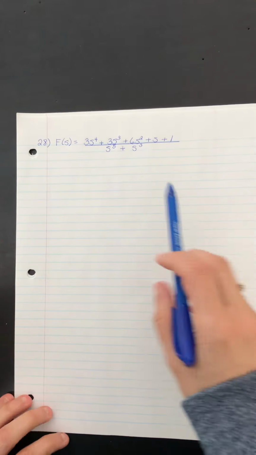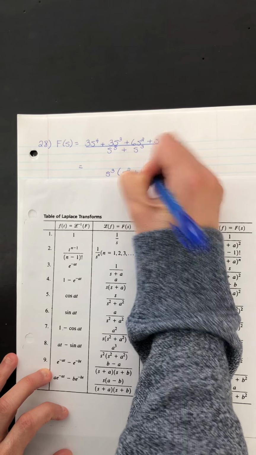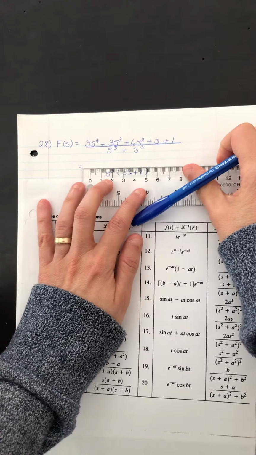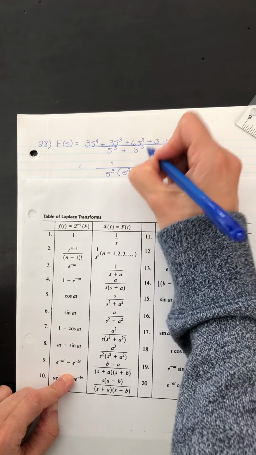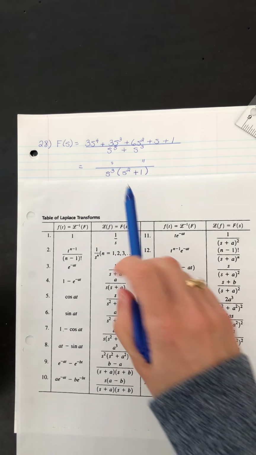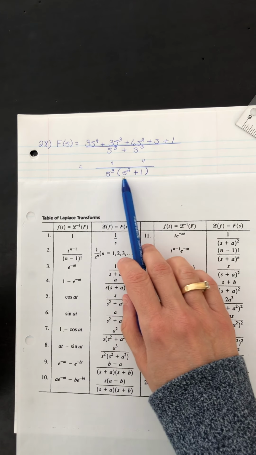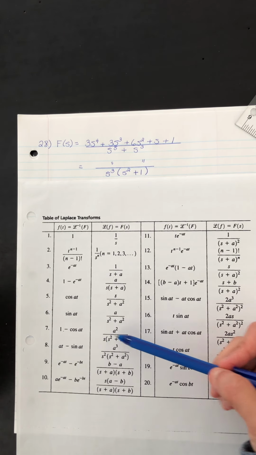We'll make the bottom s cubed times s squared plus 1. The top would stay the same, all of that. I don't feel like writing it, so I'm just gonna cheat and say same top. So I took out s cubed in the bottom. Same deal here though, right? I don't see, here's something similar, I guess.